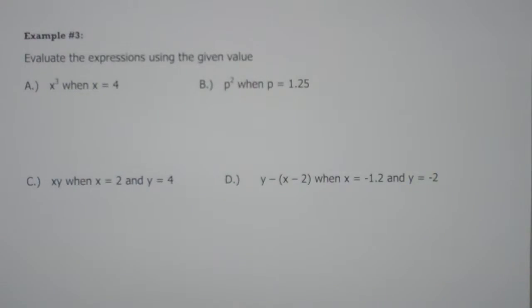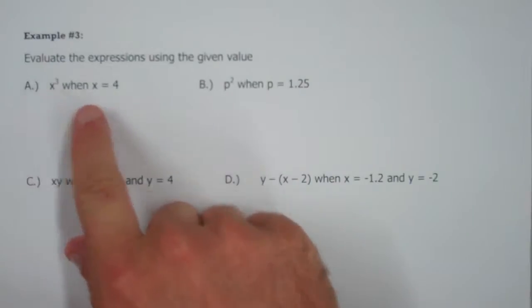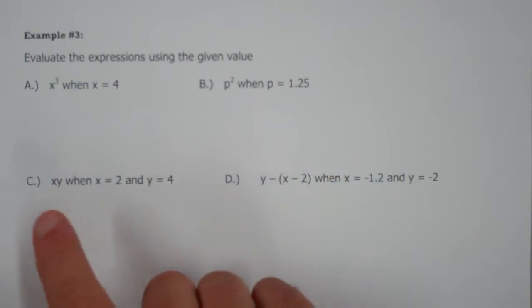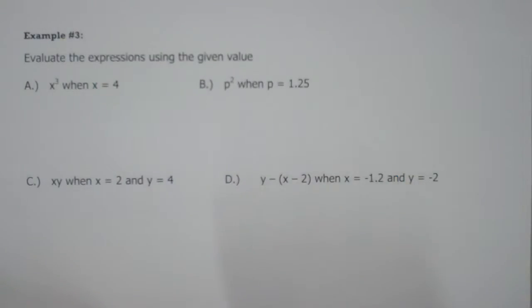For example 3, we're asked to evaluate the expressions using the given value. With the other two examples, 1 and 2, we had a single value for the variable, and we were allowed to use that for all of the different problems. But here we have some different variables. We've got an x and a p, and there's a y over here, and another x, and then an x and a y there too.